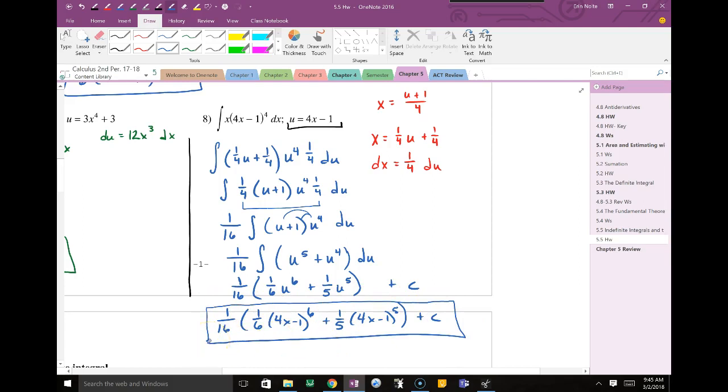Wow. So that's the type of problem that you will see as extra credit. And next year, if you continue with calculus, you will need to know how to do that. The good news is that the second time around, it will be easier.